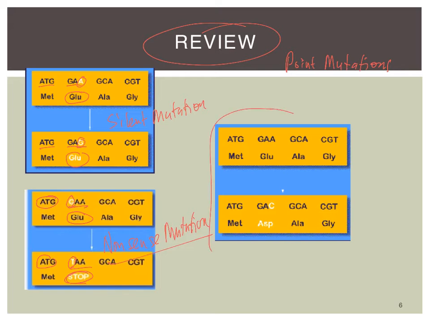And this last one, ATG, ATG, those are the same. GAA and GAC, so this A was replaced with a C, and rather than glutamic acid, we're getting asparagine, a different amino acid. Since we're getting a different amino acid, the shape of the protein formed from it will be different, and we're getting a missense mutation.